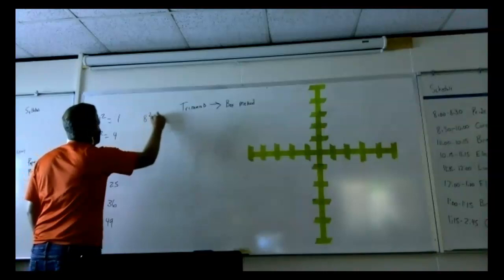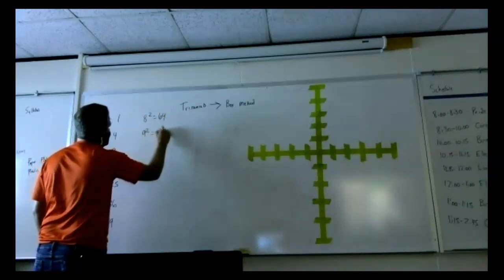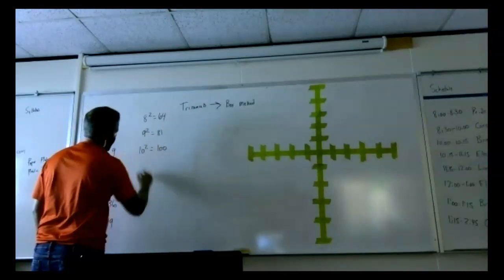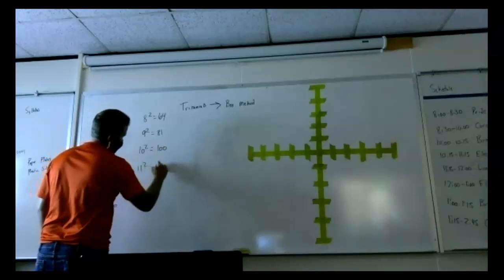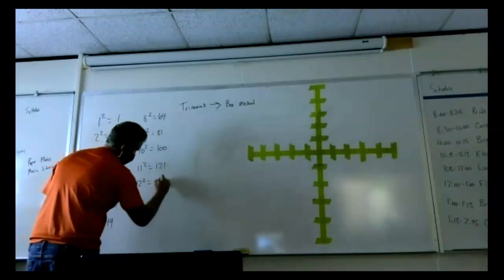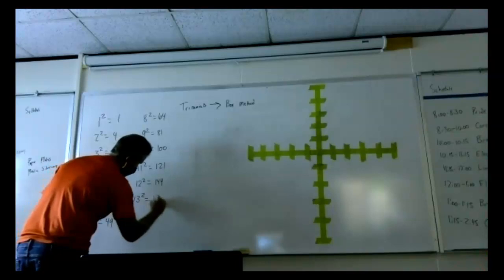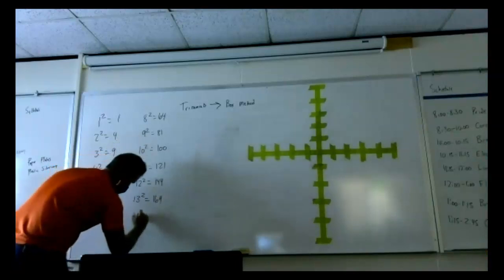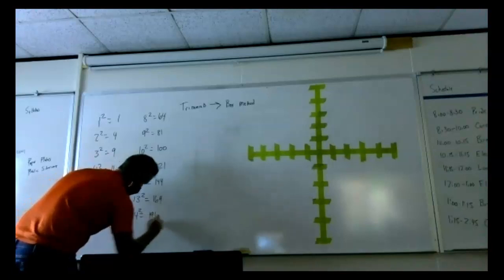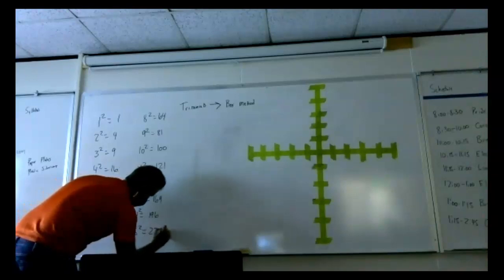8 squared is equal to 64. 9 squared is equal to 81. 10 squared is equal to 100. 11 squared is equal to 121. 12 squared is equal to 144. 13 squared is 169. 14 squared is 196. 15 squared is 225.